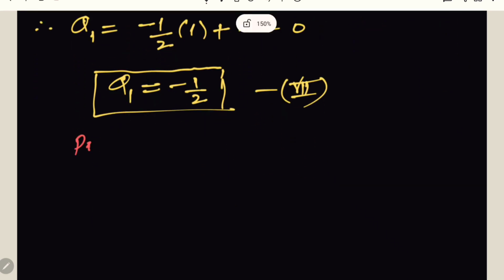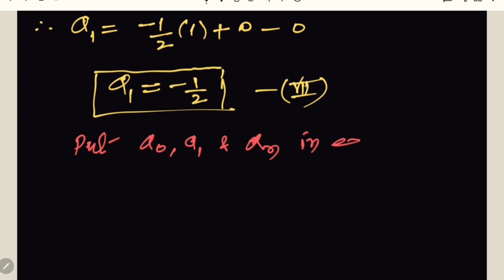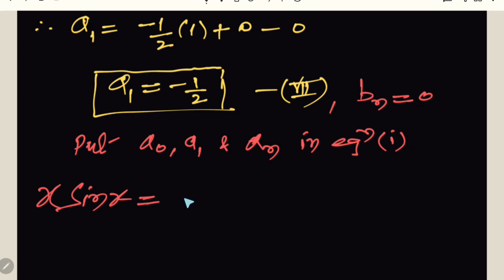Therefore, substituting the values of A0, A1 and An in equation number 1, means the formula of Fourier series. Bn is 0 as it is an even function. Therefore, f of x, here x into sin x, is equals to a0 by 2. A0 is 2 divided by 2. A1 is minus 1 by 2 into cos of x. For n equals to 1, we get cos x.